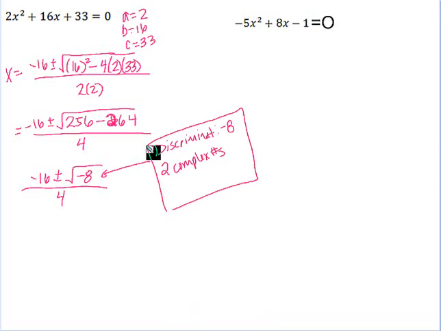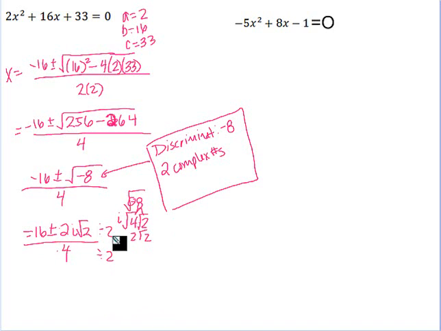And now we just need to figure out what they are. So this gives us negative 16 plus or minus the square root of negative 8. For sure the negative gives us an i. And then 8 would be 4 times 2. The square root of 4 is 2, so it's 2 square root of 2. So this would be plus or minus 2i square root of 2 over 4. And then notice 16, 2, and 4 all have a common factor of 2, so you can divide top and bottom by 2, which gives you negative 8 plus or minus i square root of 2 all over 2. So your simplified solution would be negative 8 plus or minus i square root of 2 all over 2.